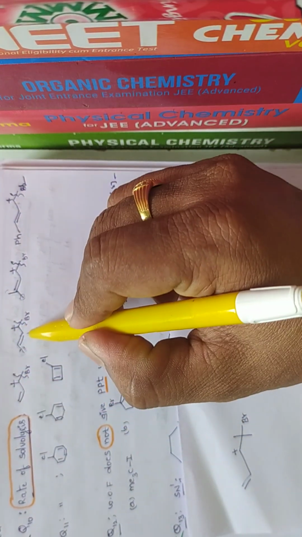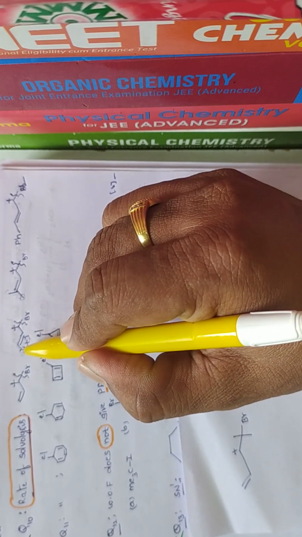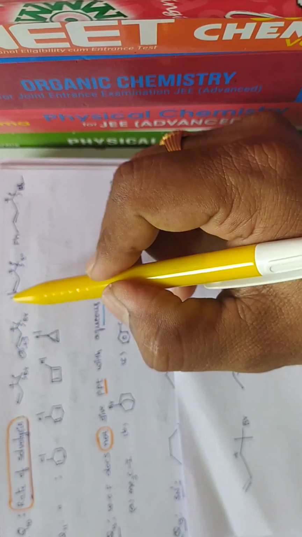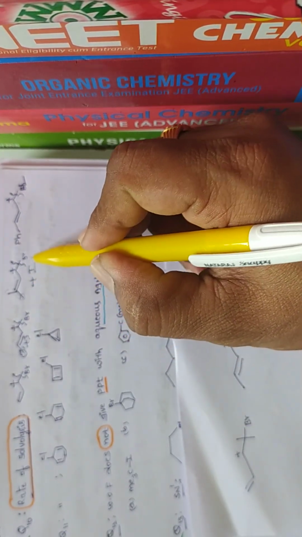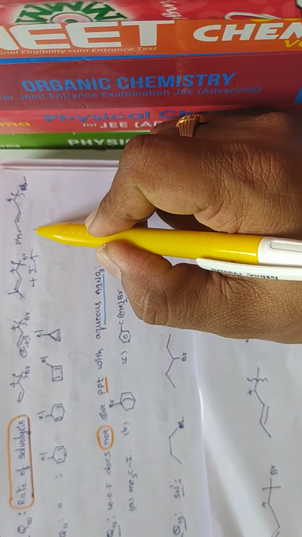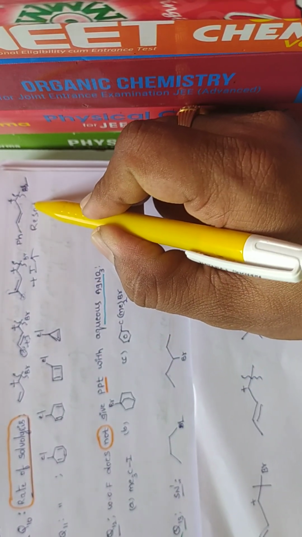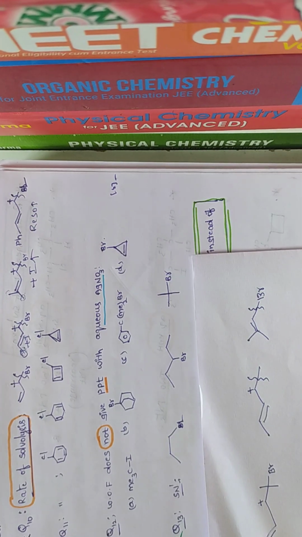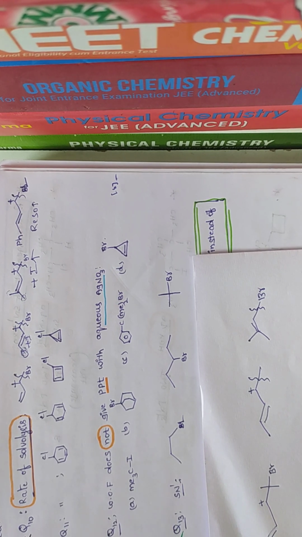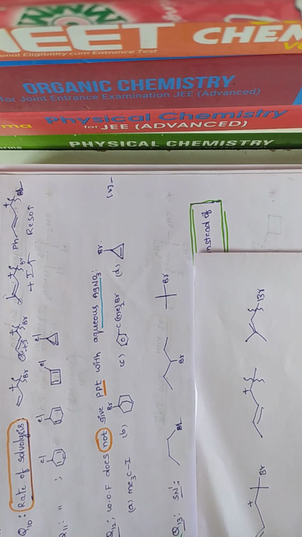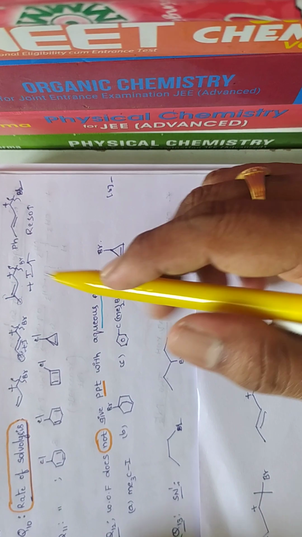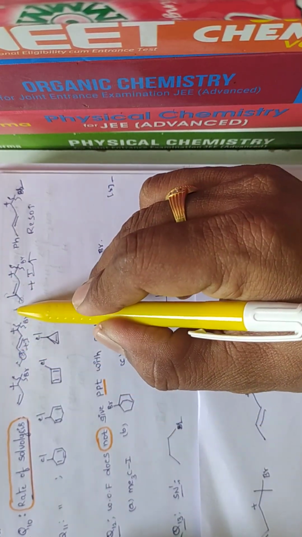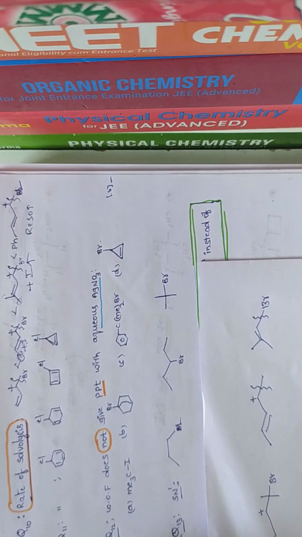Here there is no plus I effect. Here one plus I effect is there because of this alkyl group. Next, here two alkyl groups are there, so the plus I effect is somewhat more compared to the second compound. Here the resonance is highest. So the more the resonance, the more the stability of the carbocation. The more the stability of the carbocation, the more the SN1 reaction. So this is more SN1 than this, than this, than this. Therefore, from this side to this side, the solvolysis reaction increases.